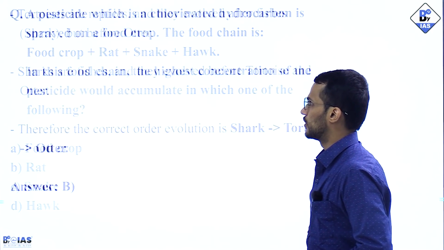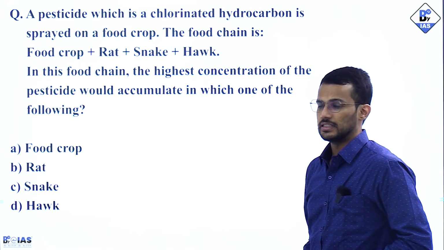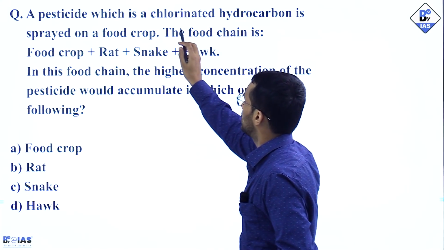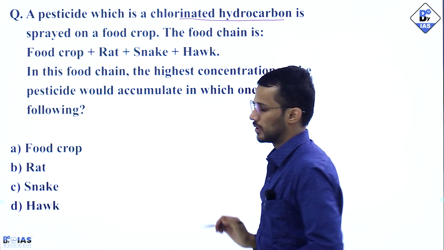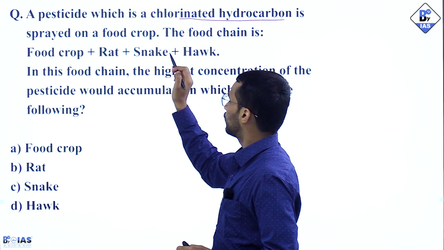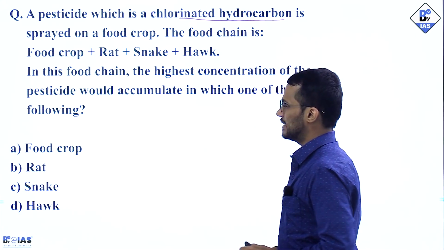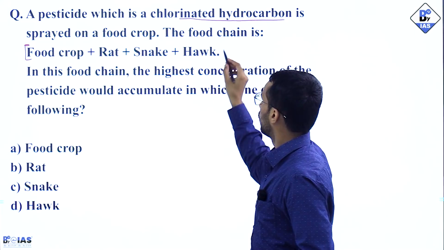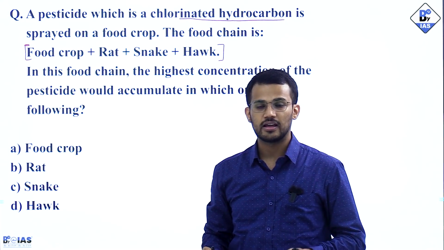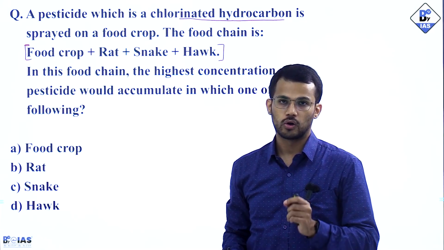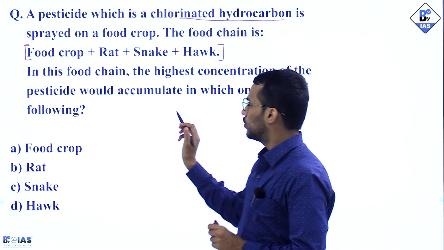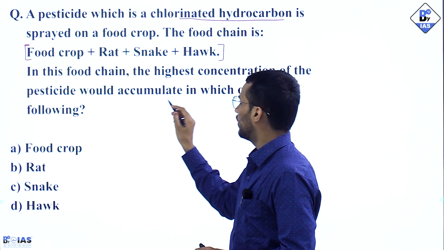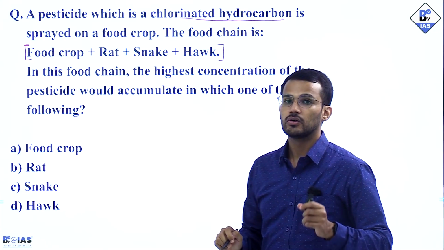Right? Next question now. Next question is from 2010 again, and the question is, a pesticide which is a chlorinated hydrocarbon is sprayed on a food crop. The food chain is food crop, followed by rat, followed by snake, and towards the end it is hawk. In this food chain, the highest concentration of the pesticide would accumulate in which one of the following, right?